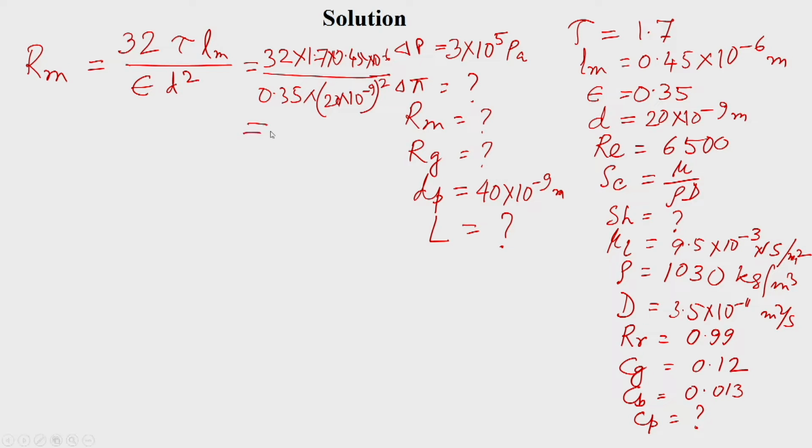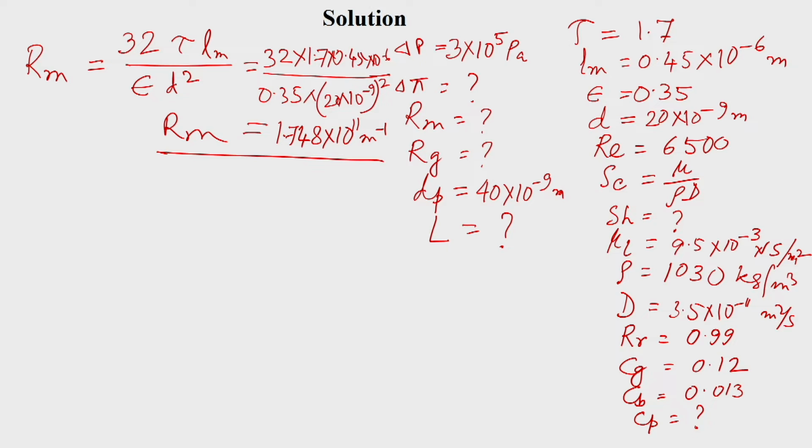So, that is coming out in meter inverse as 1.748 into 10 to the power 11 meter inverse. Okay, so now we have this Rm as 1.748 into 10 to the power 11 meter inverse.